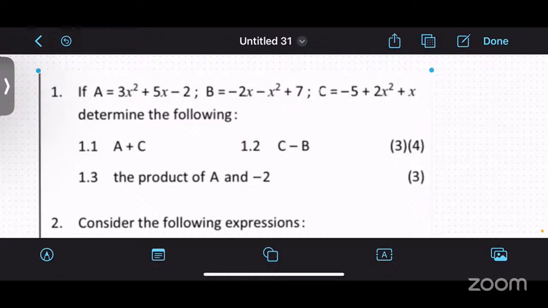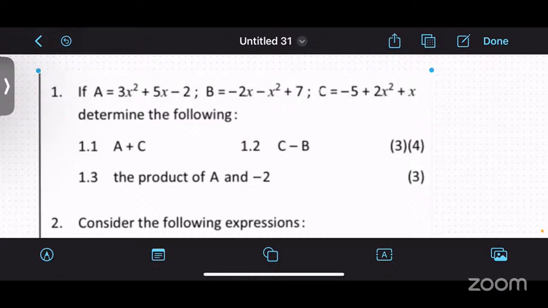So the information says if A is equal to 3x squared plus 5x minus 2, B is equal to minus 2x squared minus x squared plus 5, and C is equal to minus 5 plus 2x squared plus x. Determine the following, okay? So in this case, we're gonna go to the first question, which is 1.1. They say A plus C.